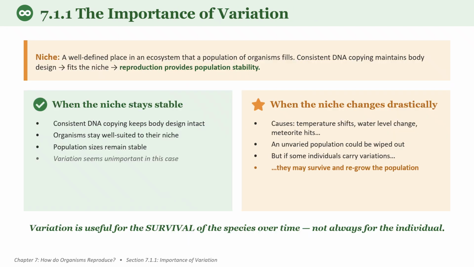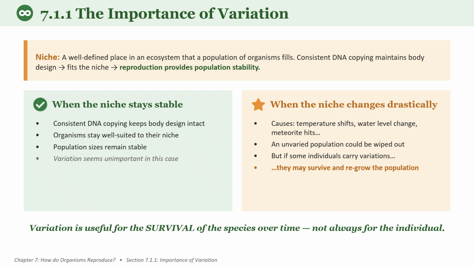The importance of variation. What is a niche, children? A niche is the specific role or position of an organism in its environment. What all does it include? It includes its habitat, food source, its behavior, and also how these organisms interact with other organisms. When the environment remains stable, if conditions remain unchanged, what happens? Organisms survive comfortably, right? Similar body designs are advantageous and the population remains stable.